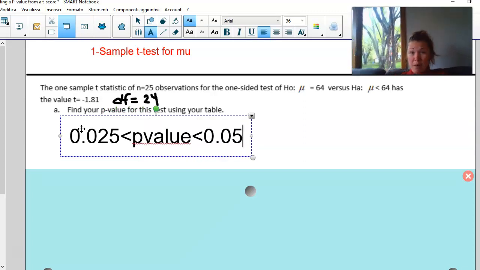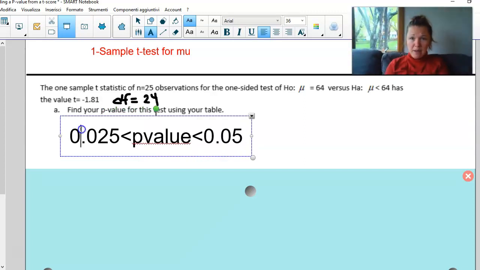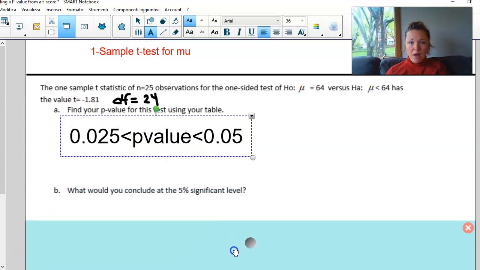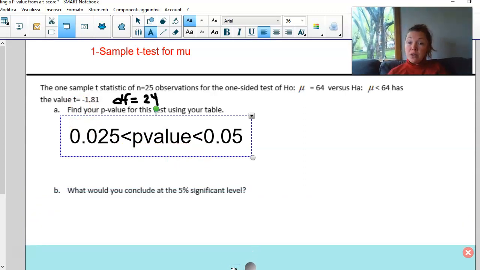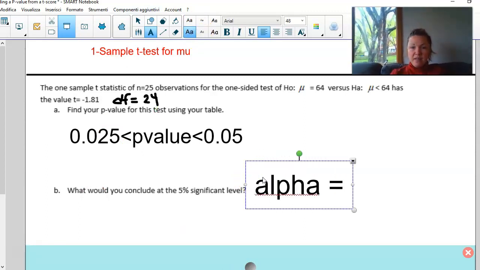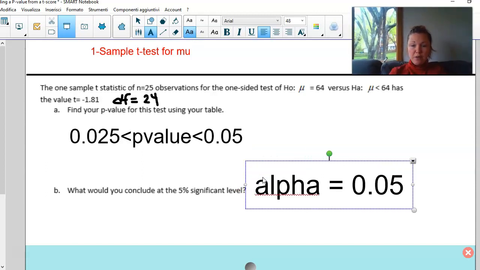So I don't know what my p-value is. Sorry, guys, my couch is a little off here. I don't know exactly what my p-value is, but I know it's somewhere between these values. Now it says, what would you conclude at the 5% significance level? That means our alpha is equal to 0.05.